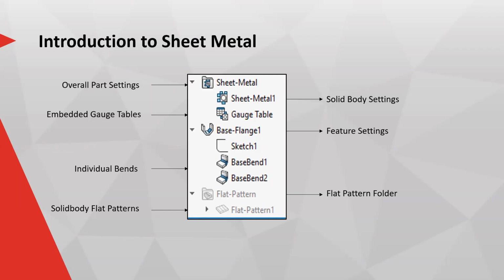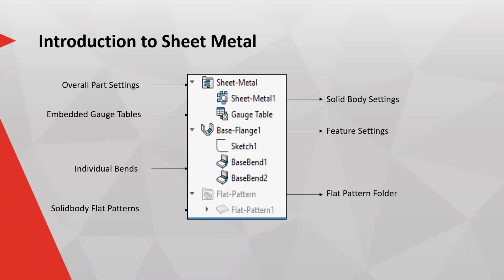From the first folder at the top, you'll see it's the overall part settings. In this overall part settings, before you've created your sheet metal component, you can change the sheet metal parameters such as your thickness and your bend radius. You can select gauge tables, and you can select various sheet metal settings or sheet metal parameters in that regard.